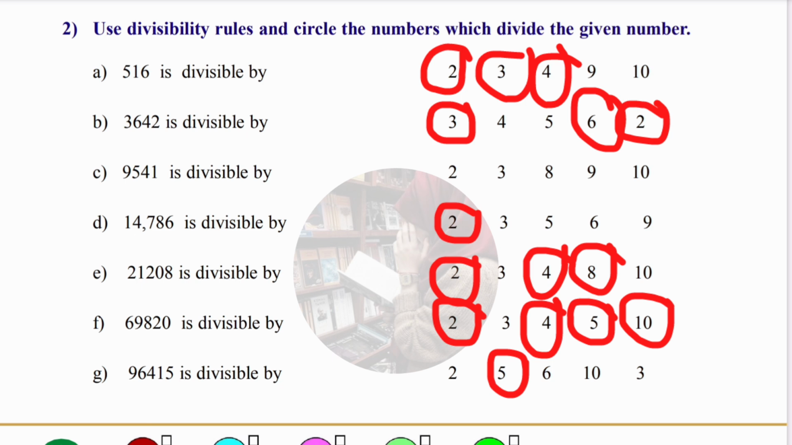Next number is 21,208. It is divisible by 2, 4 and 8. That's why circle 2, 4 and 8. Leave 3 and 10 as they are.